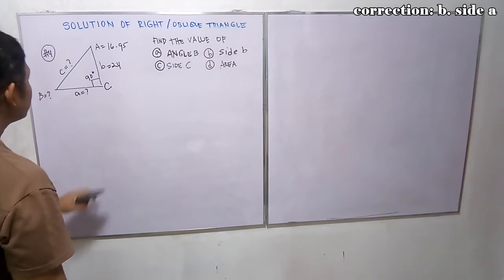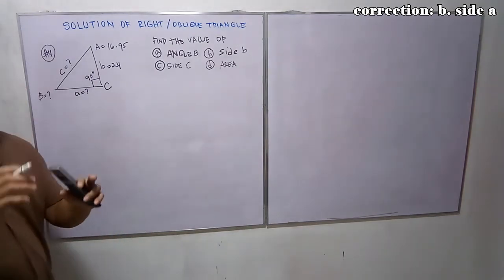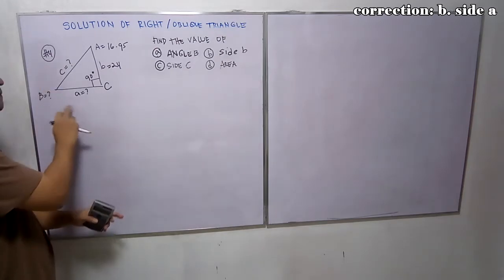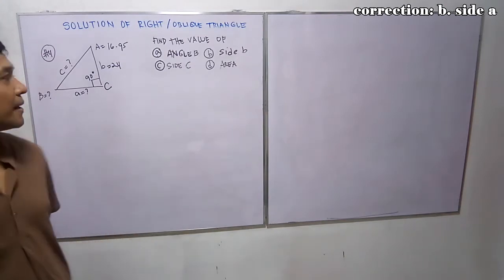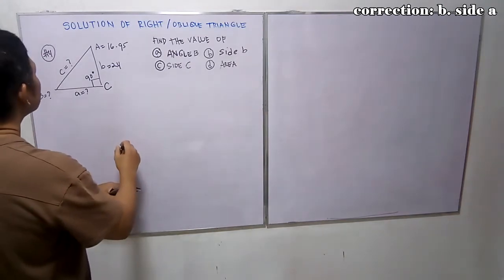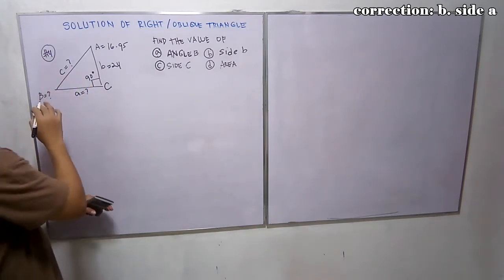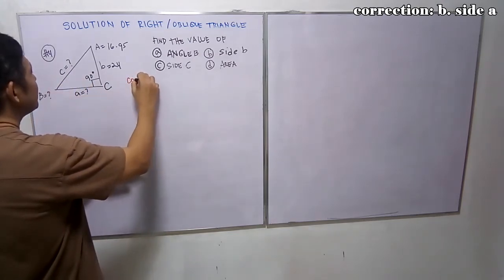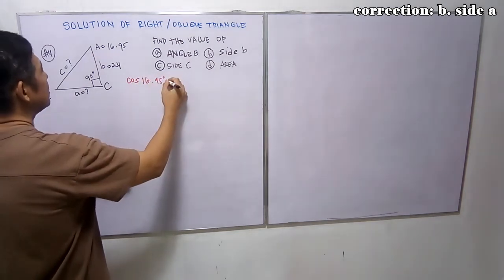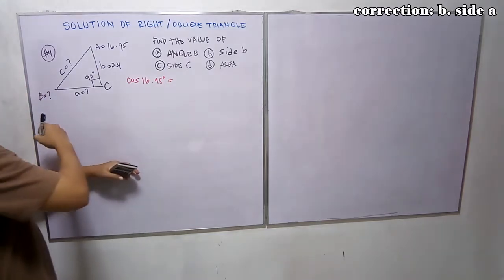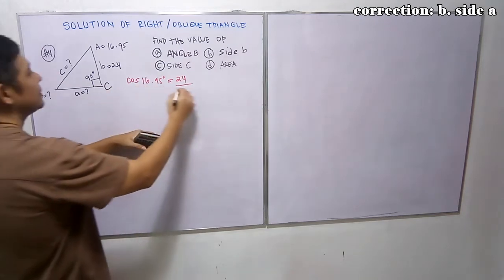Pagka ganito po, talagang hindi po muna pwede initially yung Pythagorean theorem kasi unknown yung dalawang side. Instead, sa simula, ang kailangan gamitin talaga yung trigonometric function. Therefore, pwede nating makuha yung C o yung hypotenuse sa pamamagitan ng cosine of 16.95 degrees equals adjacent side, 24, over hypotenuse C.